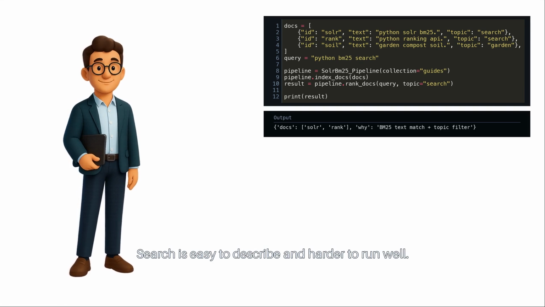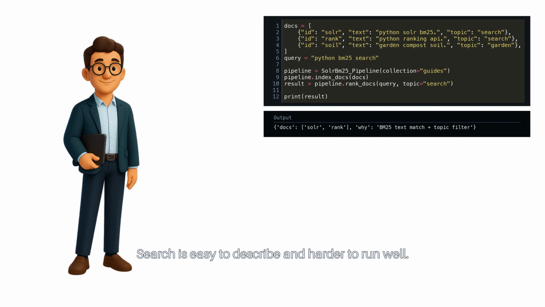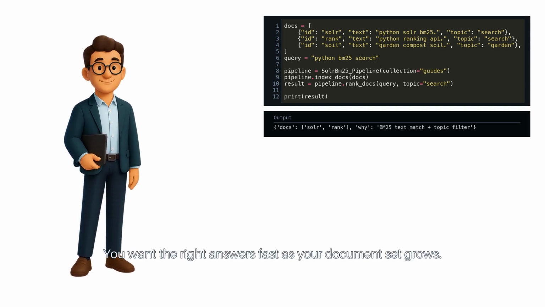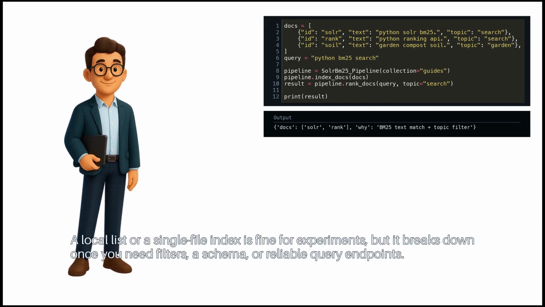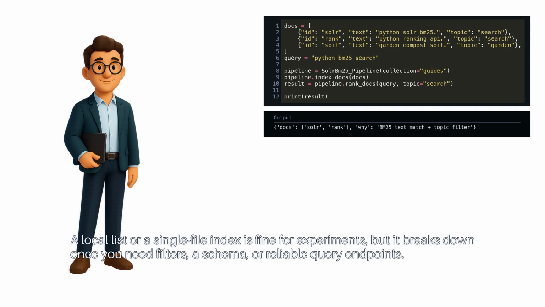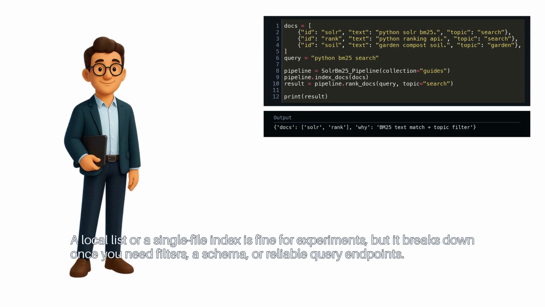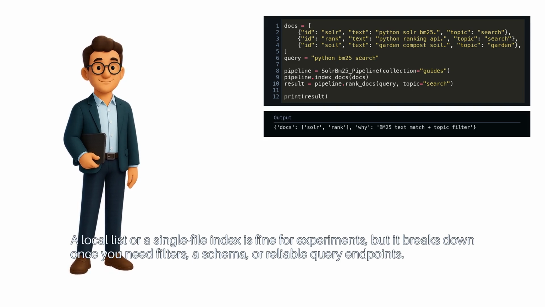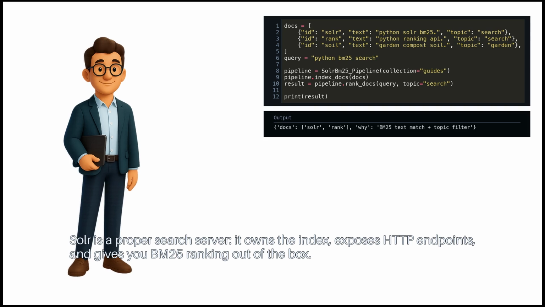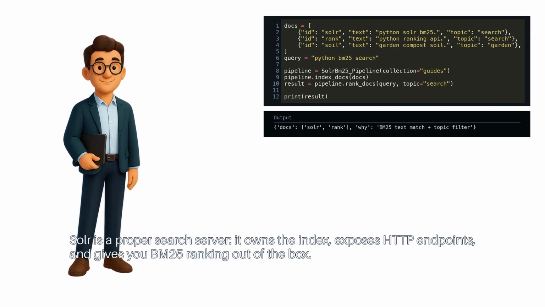Search is easy to describe and harder to run well. You want the right answers fast as your document set grows. A local list or a single file index is fine for experiments, but it breaks down once you need filters, a schema, or reliable query endpoints. Solr is a proper search server. It owns the index, exposes HTTP endpoints, and gives you BM25 ranking out of the box.